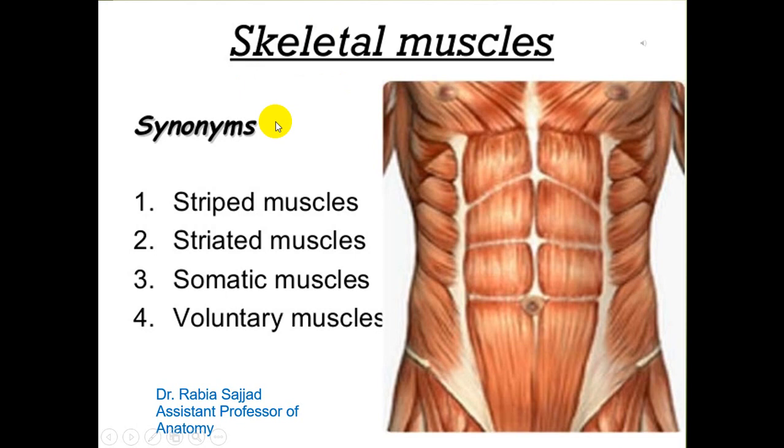In the previous lecture, I have already discussed the general features of a skeletal muscle and also some microscopic features: that these are long cylindrical muscles, multinucleated, they show striations, are non-branching, and are under voluntary control. That is why different synonyms used for skeletal muscles are striped muscles, striated muscles, somatic muscles, and voluntary muscles.